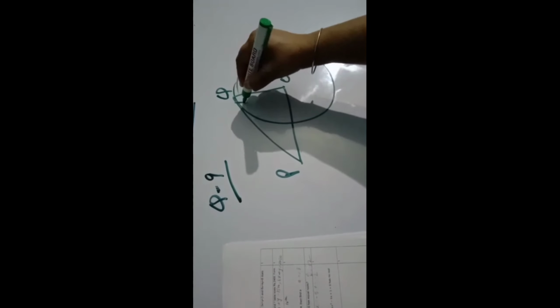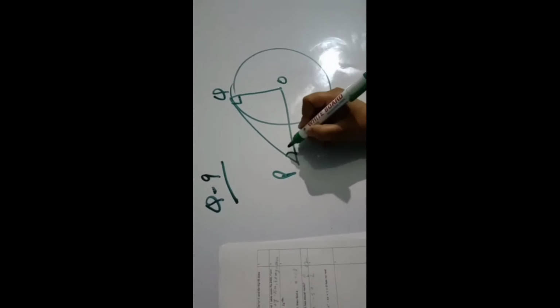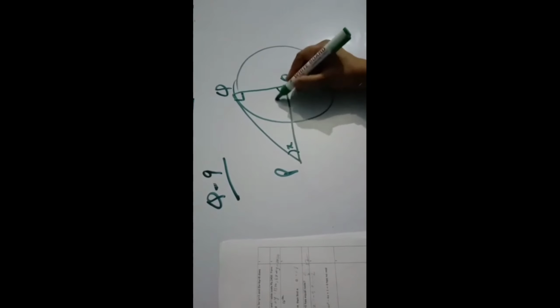3 root 3 centimeters. Now the optional question of 9th question. PQ is a tangent to a circle with center O. A circle is there with center O and PQ is a tangent like this, at point P, and POQ is an isosceles triangle. Now you know this angle is 90 degrees because tangent and radius make a 90 degree angle. And isosceles triangle means if this angle is x, then this angle is also x, because in an isosceles triangle two sides are equal. If two sides are equal, corresponding angles are also equal.